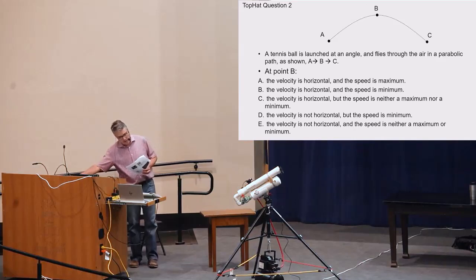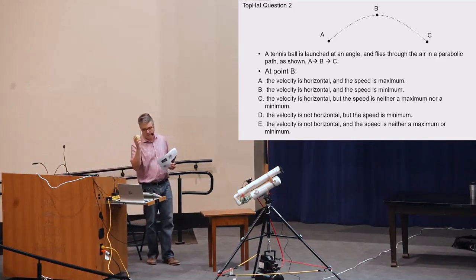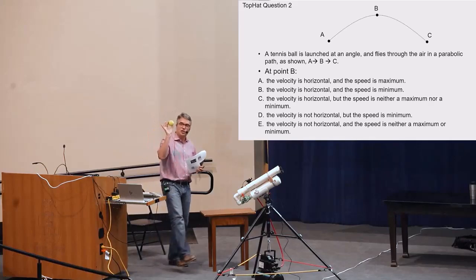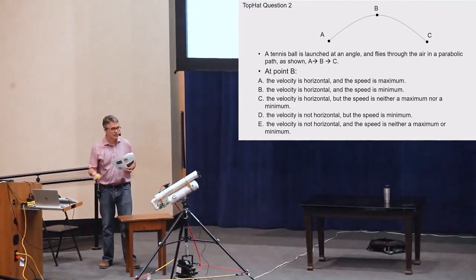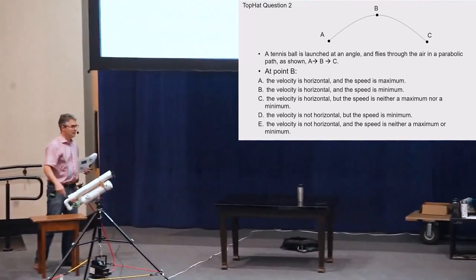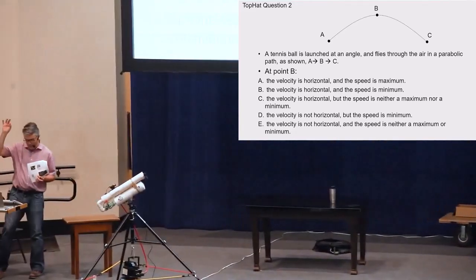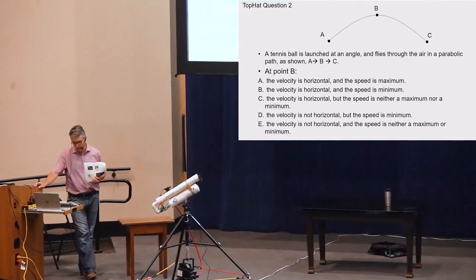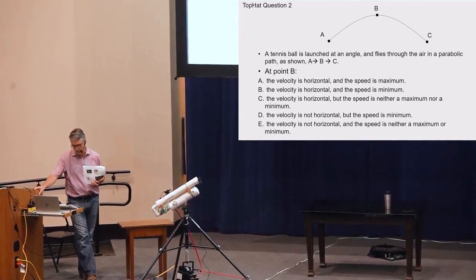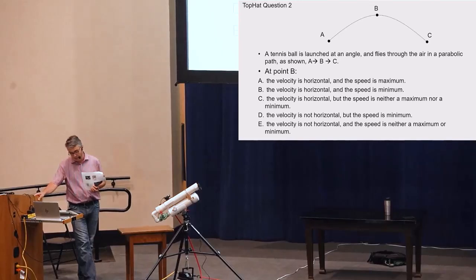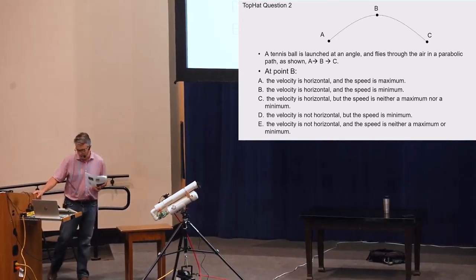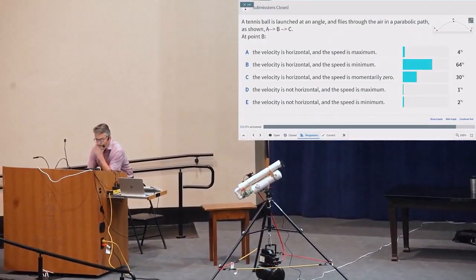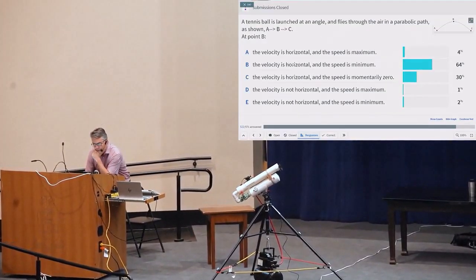So a tennis ball is launched at an angle. It flies through the air in a parabolic path, A, B, C. So A is just after I let it go, and C is just before it reaches that same height again. So it's like A, B, and then C. At point B, is it that the velocity is horizontal and the speed is maximum? The velocity is horizontal, the speed is minimum. The velocity is horizontal, but the speed is neither maximum nor minimum. Velocity is not horizontal, but the speed is minimum. Or E, the velocity is not horizontal and the speed is neither maximum nor minimum. So it's sort of between B and C. Velocity is horizontal, speed is minimum.